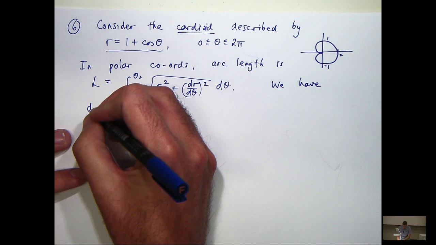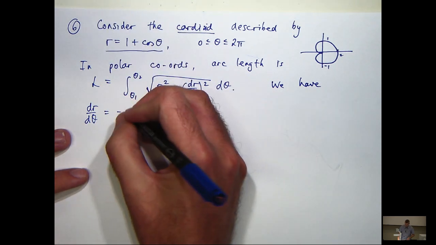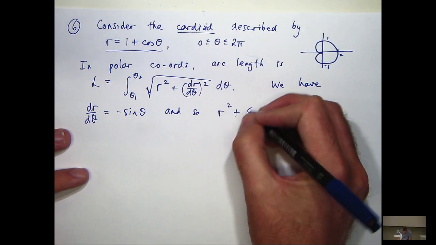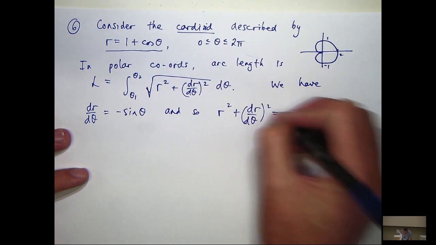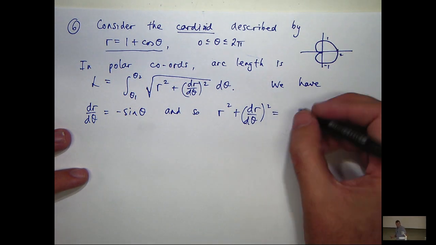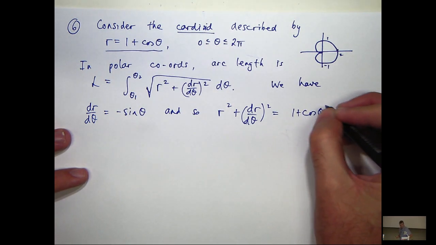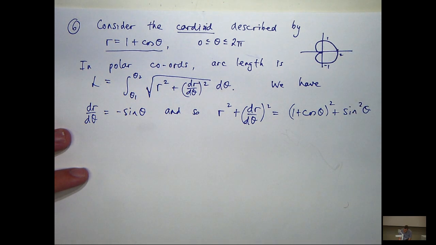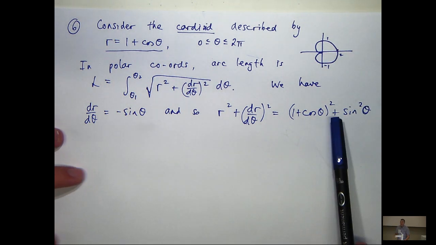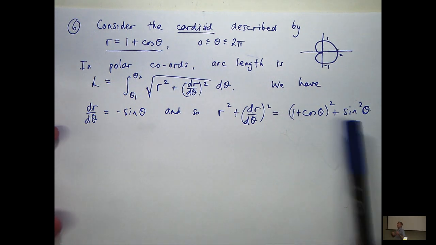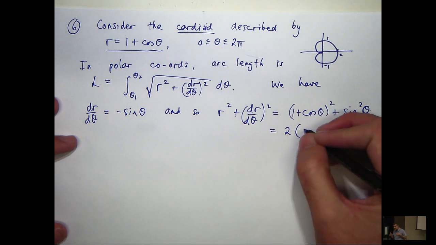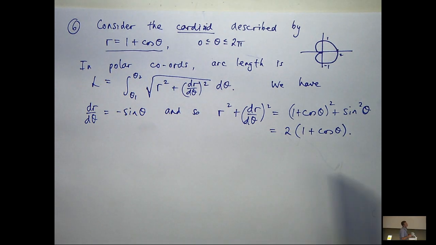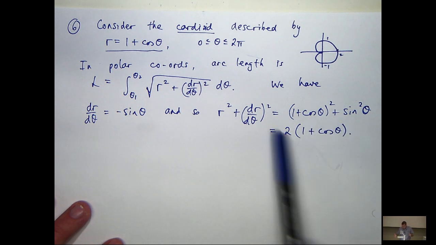So let's calculate the derivative dr d theta. That's going to be something like minus sine theta. So r squared plus dr d theta all squared. So r equals 1 plus cos theta. So just take that, square it, and this is going to go to sine squared theta. Now, when we expand the bracket, we're going to get cos squared plus sine squared equals 1, right? So here we're going to get 2, 1 plus cos theta. Now, we're going to have to square root this and integrate it.